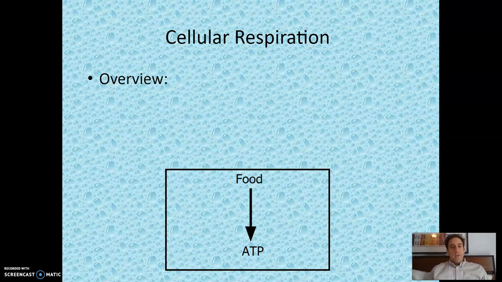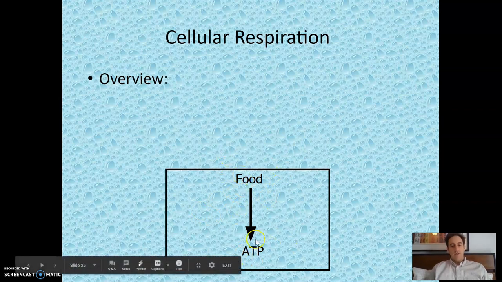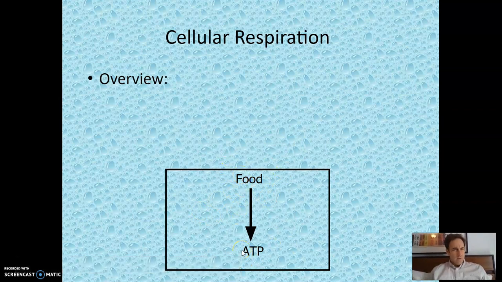So, quick overview of this process called cellular respiration. The general idea of cellular respiration is that we are, in accordance with the first law of thermodynamics, converting one form of energy into another. And in this case, both forms of energy are chemical energy. So we are converting the chemical energy of food into the chemical energy of ATP. And you may think, well, why? What's the point? If they're both chemical energy, why do we need to do that?